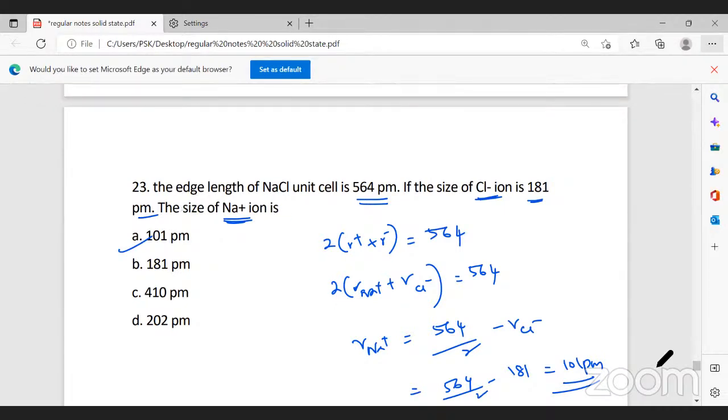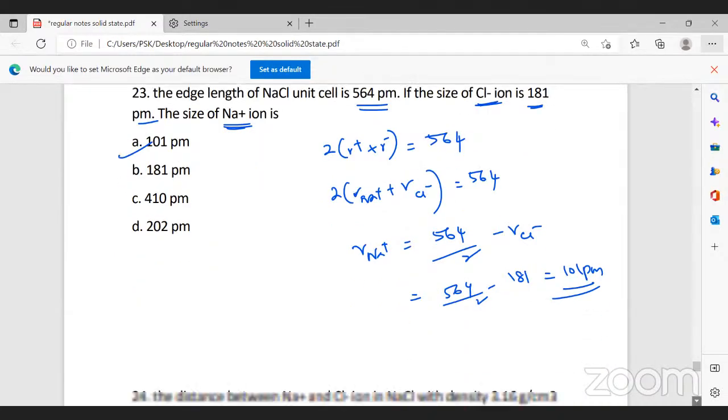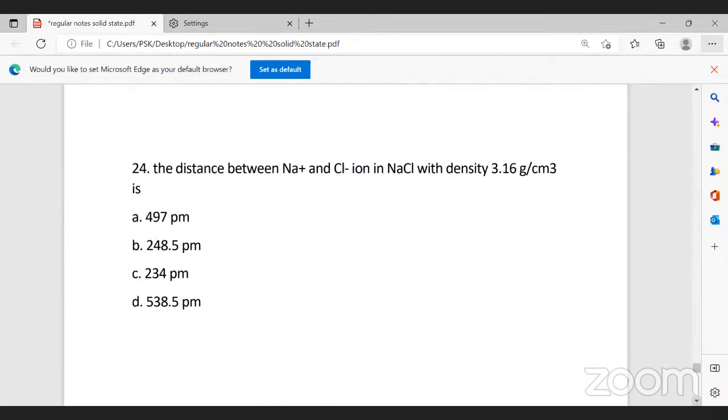Is it clear? This kind of problem we didn't work before. I hope that you're following. Yes, sir. Now this is the next type of question. The distance between Na plus and Cl minus ion in NaCl with density 3.6 gram per centimeter cube is. They're asking you the distance, they're asking you the edge length. The density. So we know that density is equal to Z into M divided by A cube into Na.